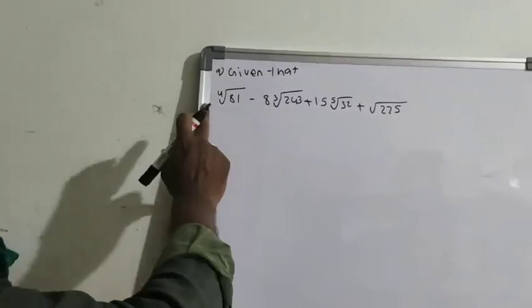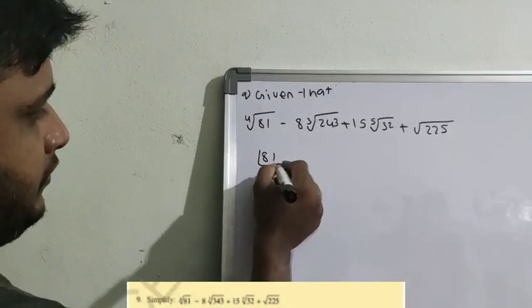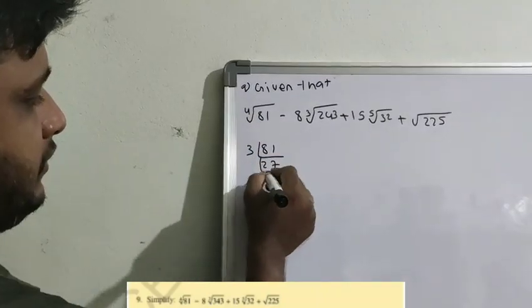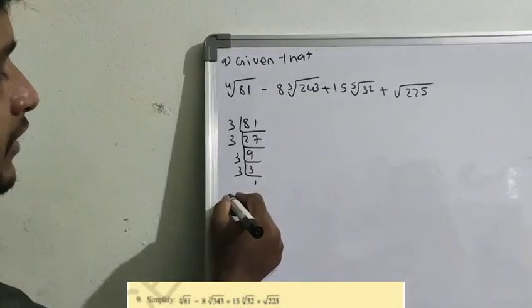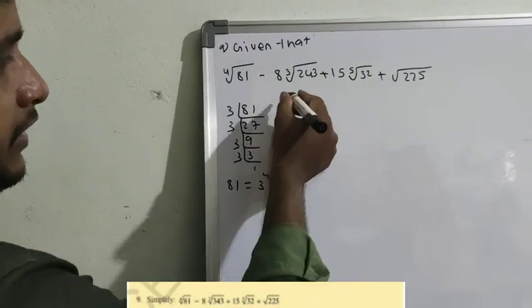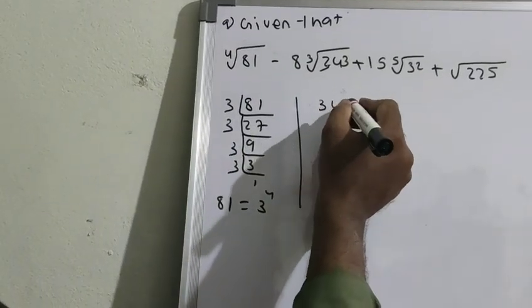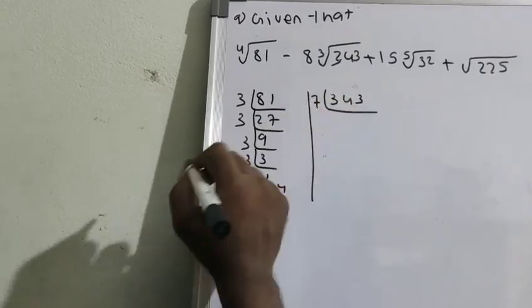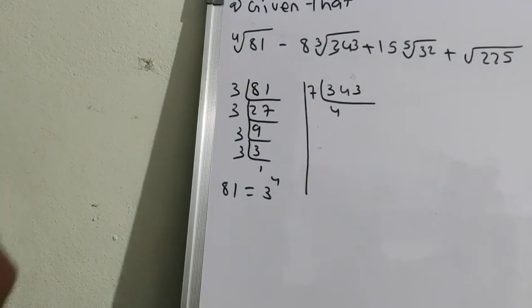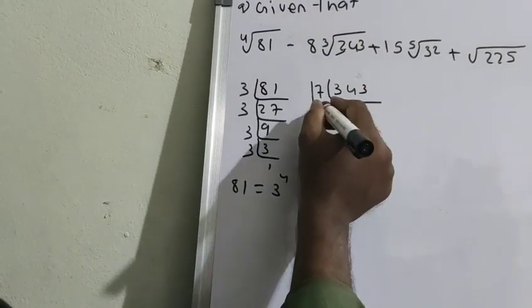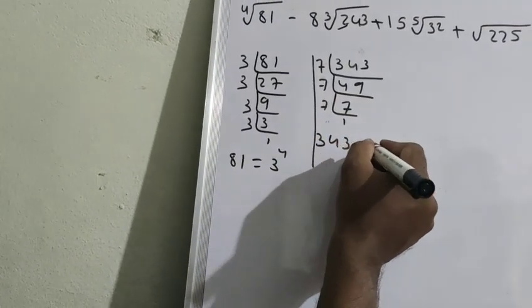So, we have to simplify this one. First, do prime factorization of 81: 3, 27 times. 3, 9 times. 3 times. Why am I doing prime factorization? If I do prime factorization, I can get clarity. So 243, 343, I think 7 is divisible. 7 4s are 28, 7 9s are 63, 7 7s are 49, 7 1s are 7. So 343 equals 7 cube.